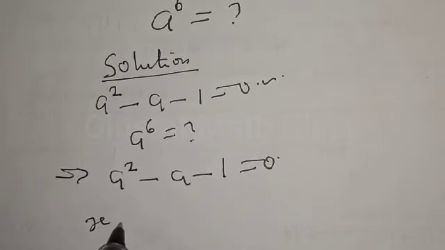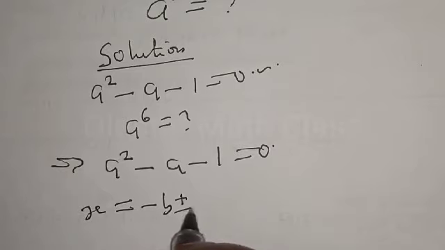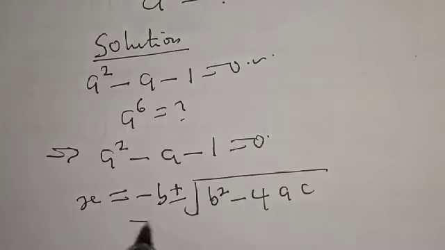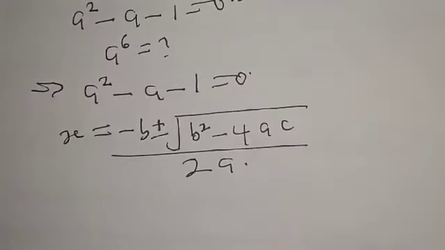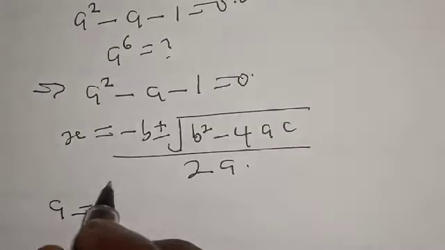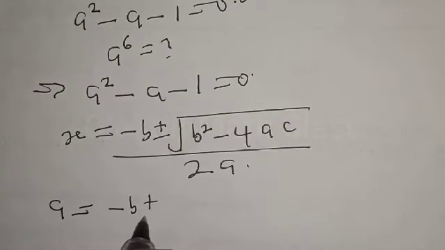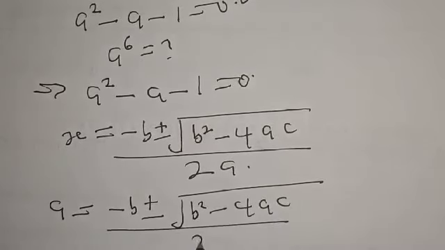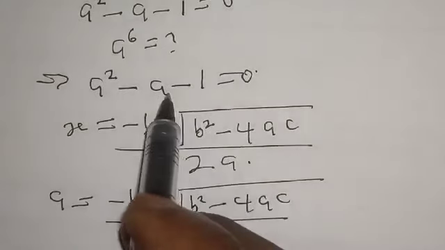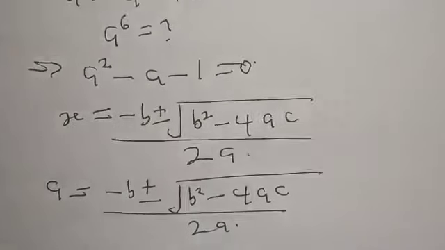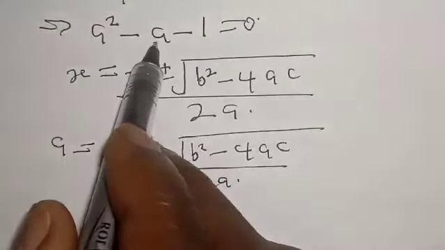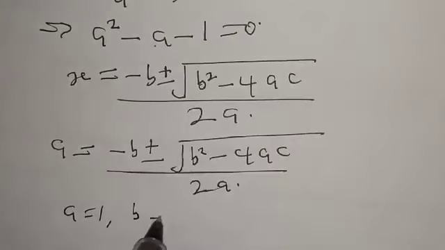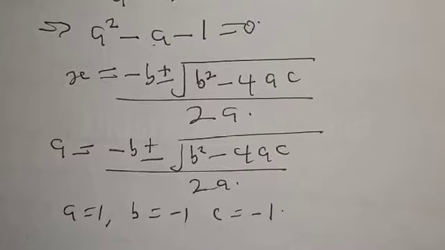We know that a is equal to minus b plus or minus square root of b squared minus 4ac over 2a. And from the given question, we have a squared minus a minus 1. Then a is equal to 1, b is equal to minus 1, and c is equal to minus 1. Then let's substitute.